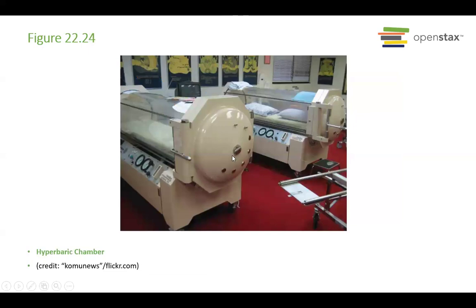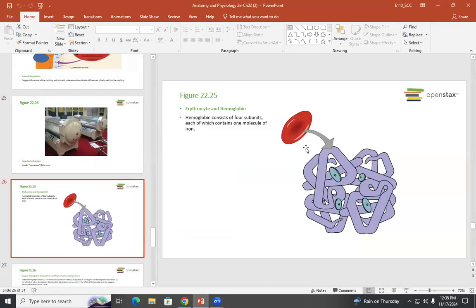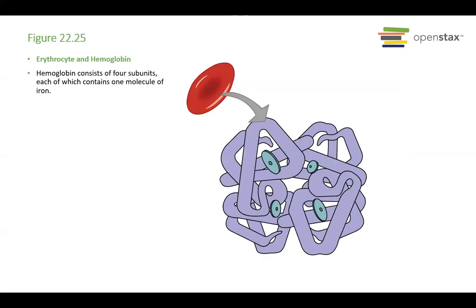You don't need to know this in detail. So we talked about hemoglobin. How many subunits does it have? 4 subunits. Each subunit has how many hemes? Each heme is attached to what? Iron. Is it +2 or +3? +2. Each heme has an iron, and each iron is attached to oxygen.